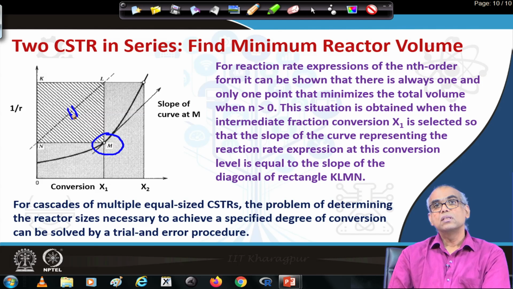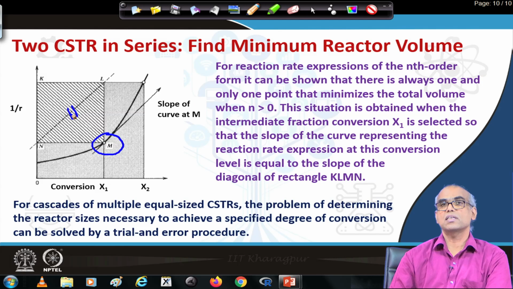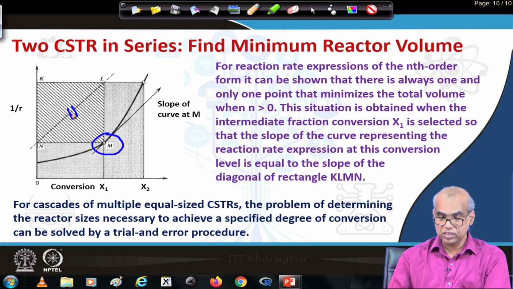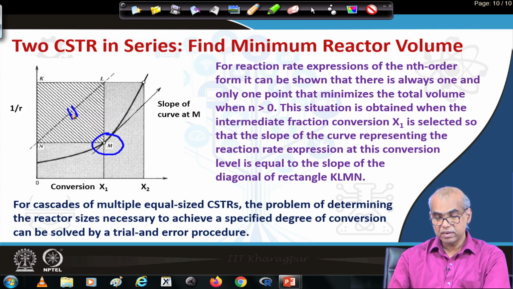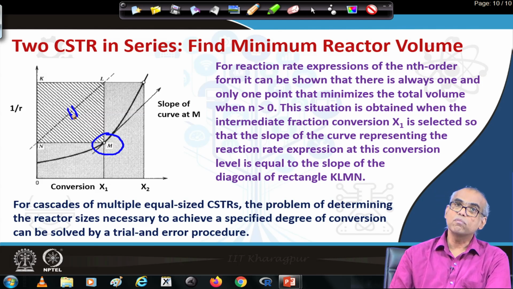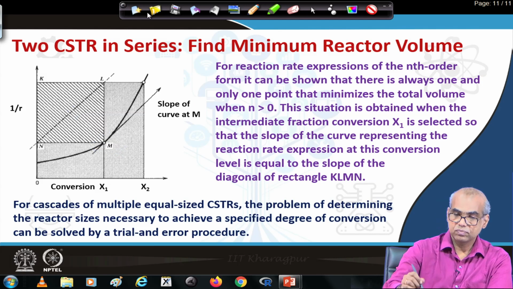Now, this discussion is for two CSTRs in series. For a cascade of multiple equal size CSTRs, the problem of determining the reactor sizes necessary to achieve a specified degree of conversion is more involved, and this can be done by a trial and error procedure.